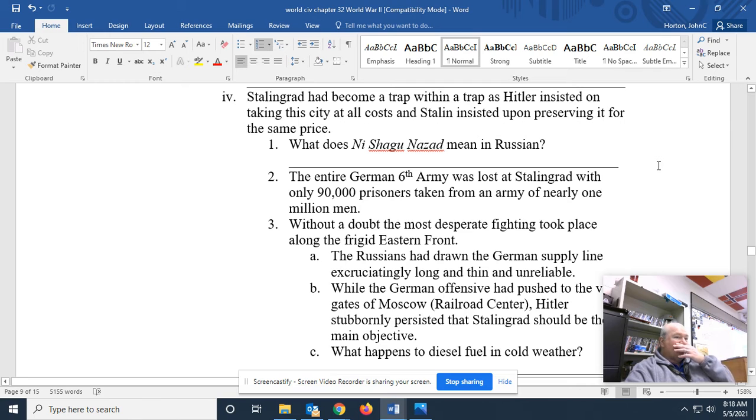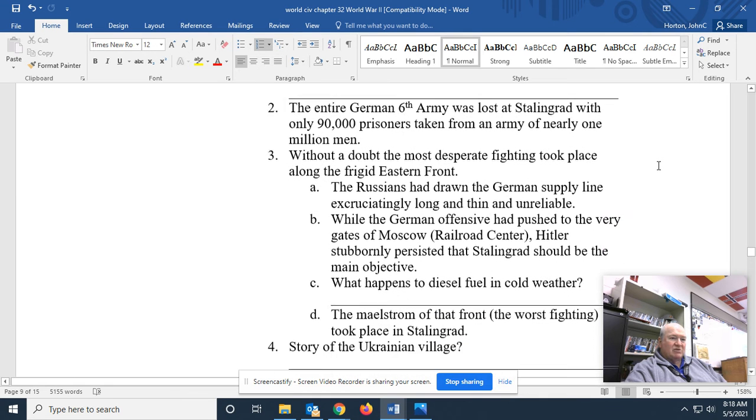The entire German Sixth Army was lost at Stalingrad, 500,000 soldiers, and only 90,000 of those were taken away. In other words, 90,000 surrendered. 500,000 went into Stalingrad, 90,000 surrendered.